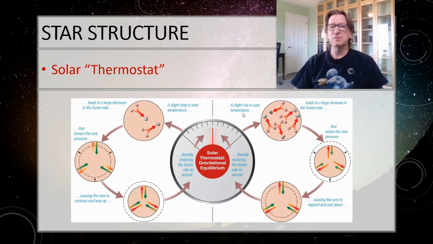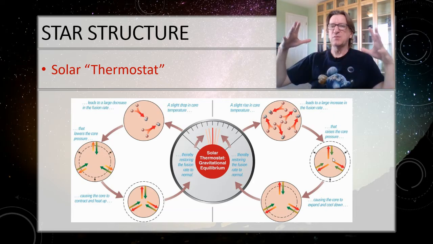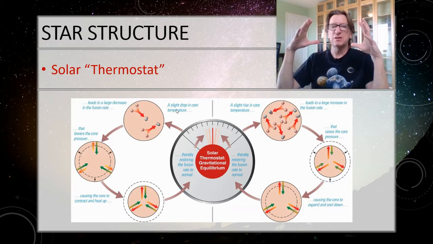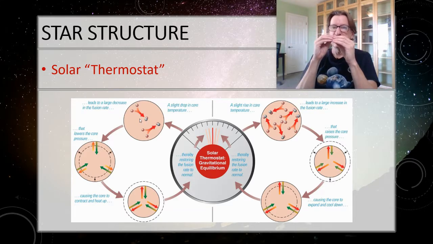So let's suppose that we get a slight rise in temperature, like we're saying here. So we're getting a little too much energy. This leads to a large increase in the fusion rate, which raises the core pressure. That pushes the envelope out, and the core starts to cool down because we're not squeezing quite so hard. And so we come back to our normal temperature. If for some reason I have a little less energy, then there's a decrease, or a little less temperature, then I decrease the fusion rate.